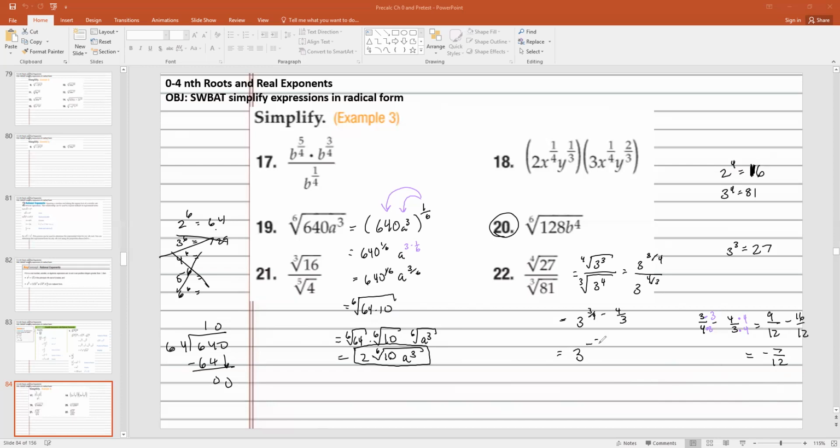And there we have 3 to the negative 7/12. And again, if you want to make that positive, which you do, put that to the bottom there.